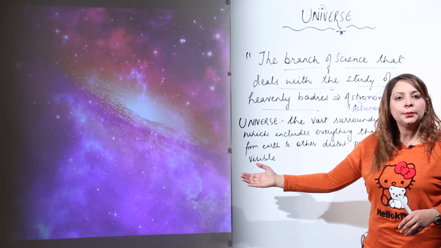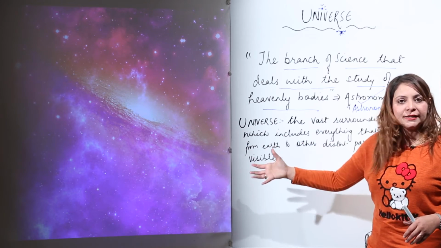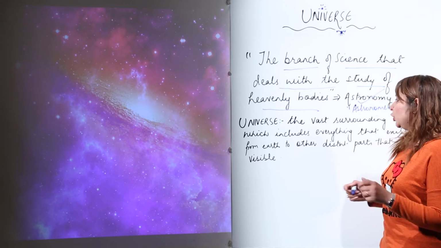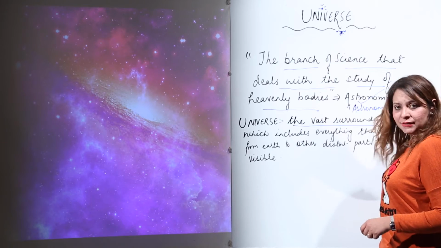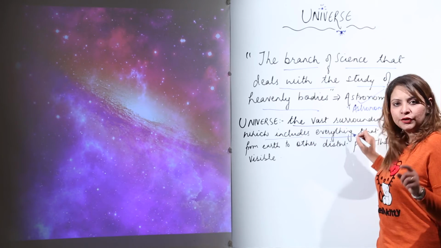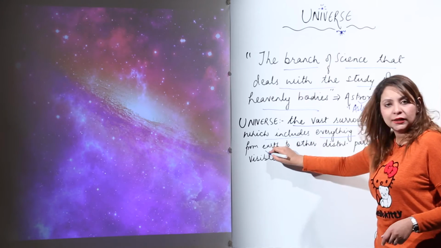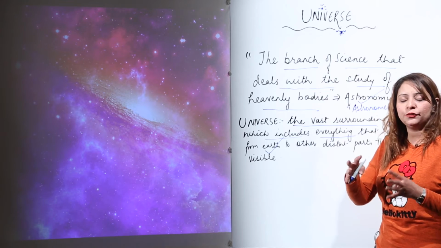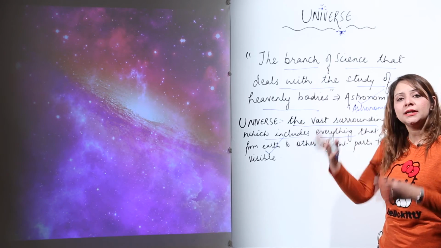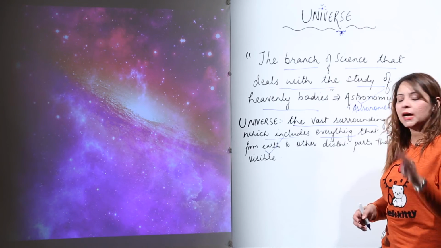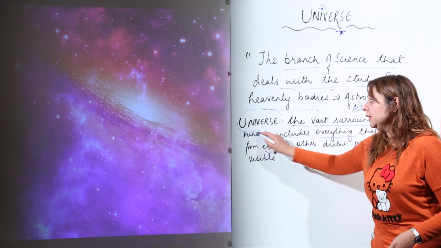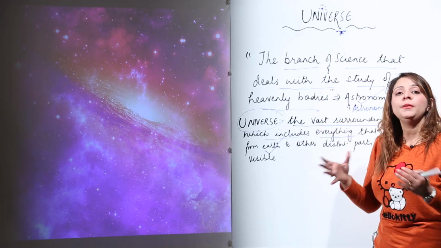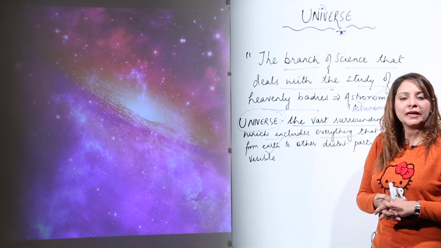As you can clearly see in the picture, the universe looks like this. It consists of many heavenly bodies that exist. So we can say that the universe is the vast surrounding space which includes everything. That means the earth also, and the things which are visible to us, they are not close to us, they are far, but still we can see them. So all those things constitute the universe. As you can see, this is a complete universe which consists of so many heavenly bodies, so many celestial bodies which exist in the universe.